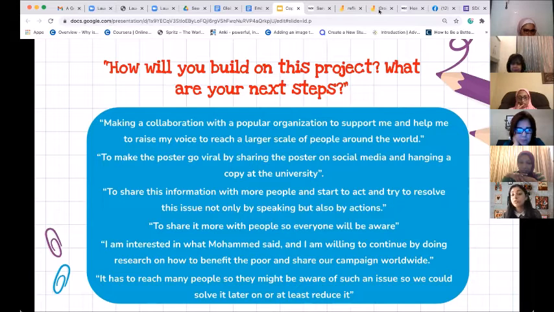To make the poster go viral, share it at AUC, hang a copy there, share this information with more people and start to act and try to resolve this issue, not only by speaking, but also by actions, to share it more with people so everyone will be aware. I was interested in what Mohammed said. Mohammed is one of the students who suggested communicating with other professors and other universities to reach many people. So it's not only an idea of solving the problem, or at least reducing it.